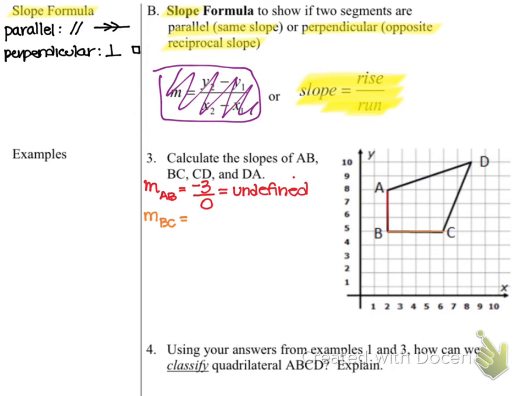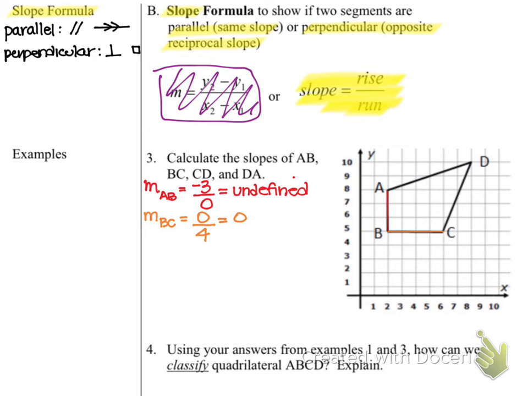All right, from B, there's no rise. There's no up or down. So rise is 0. Run looks like it's 1, 2, 3, 4 to the right, positive 4. If you have 0 on top of a fraction, this is 0. Okay, let's keep going. Next color, I think I used green.